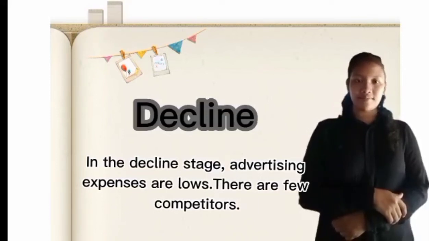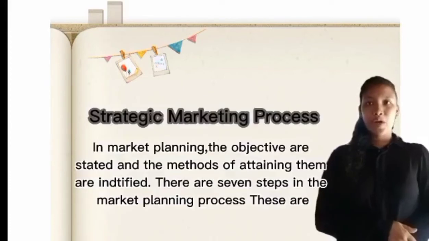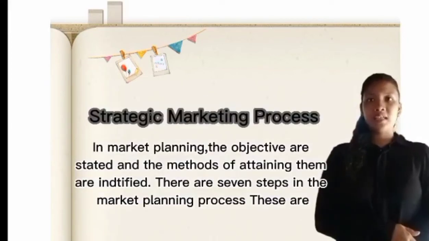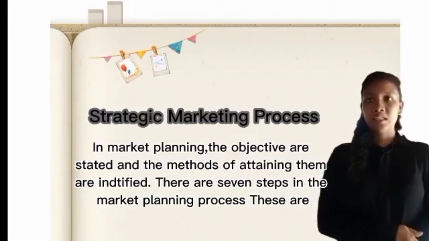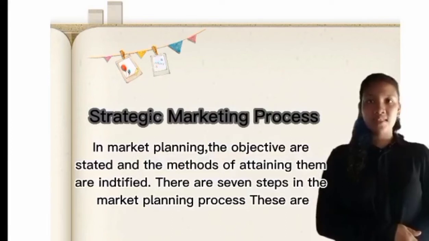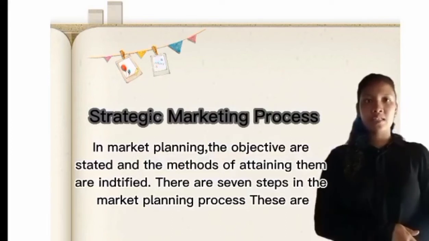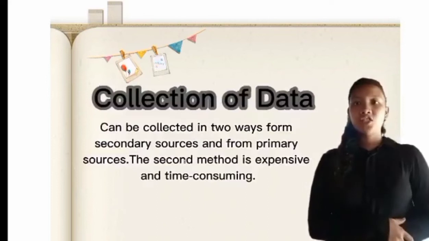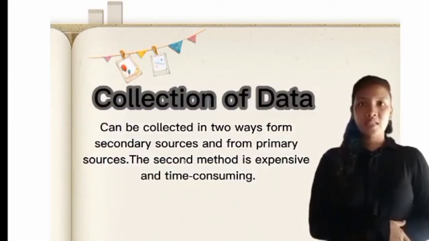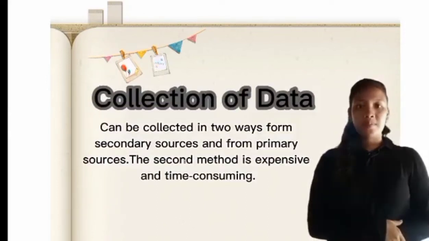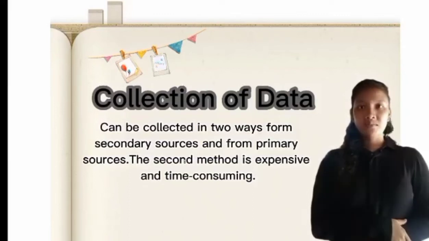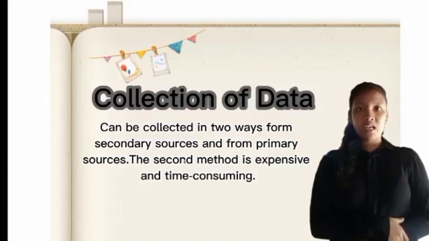competitors. Strategic marketing process. In market planning, the objectives are stated and the methods of attaining them are outlined. There are 7 steps in the market planning process. These are: collection of data. Data can be collected in 2 ways: from secondary sources and from primary sources. The second method is expensive and time consuming.